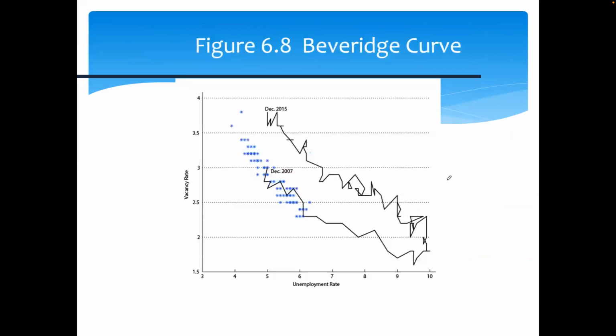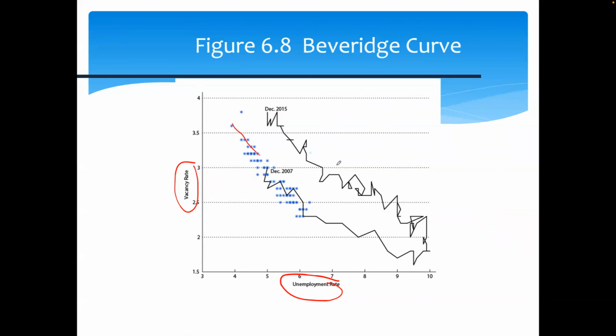Actually, there's another way to look at this. On the horizontal axis, we plot the unemployment rate. On the vertical axis, we plot the vacancy rate. And then what we see is that these two variables are negatively correlated. Each dot represents a year, and here we just connect those dots since December, or the end, of 2007. So this is a negative correlation.